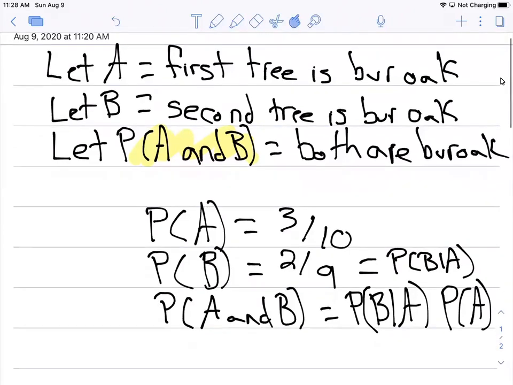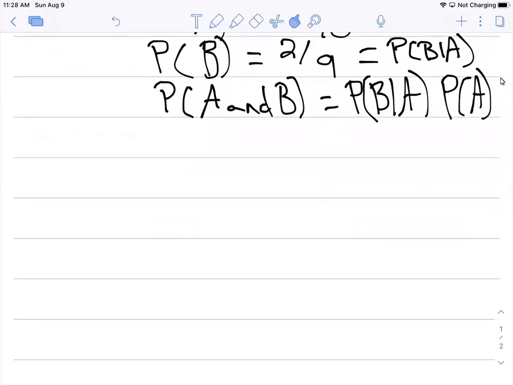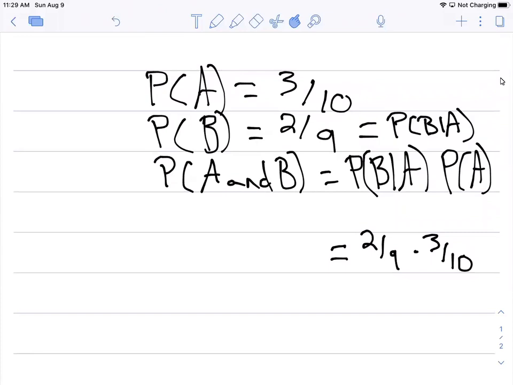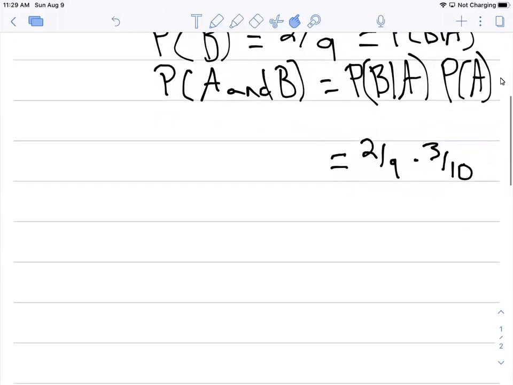So we have all the probabilities here. We can now calculate the probability that both trees are bur oaks. And so here we can use our notation. So this is going to equal 2/9 times 3/10. So then the probability of B given A is 2/9. The probability of A is 3/10. And so we can calculate this out. We get 1/15.